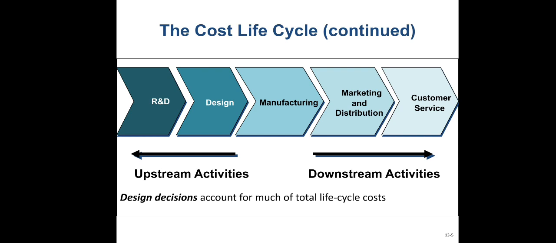But imagine if a business has a product that is very complex. The design of the product is very complex. So you can imagine that the R&D cost is high, the design cost is also high, manufacturing cost is high, marketing and distribution is also expensive, customer service also expensive. So that's why we can understand from here that the design decision can be said to determine everything in the cost life cycle.